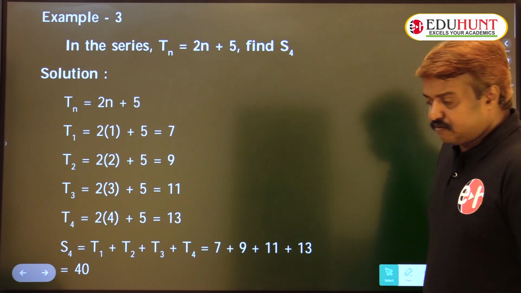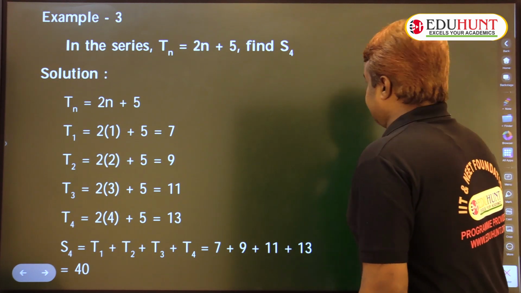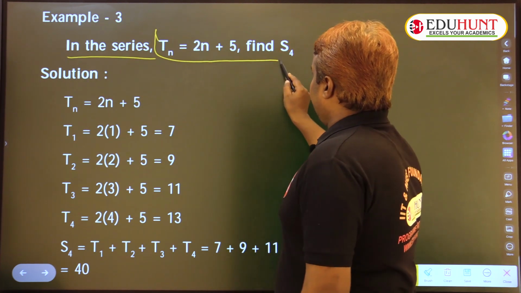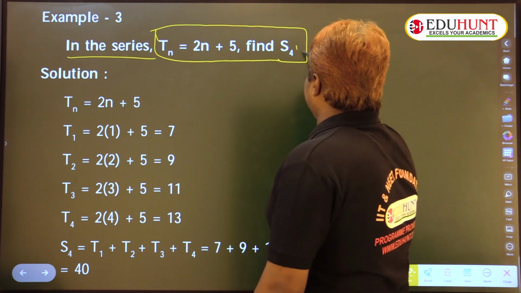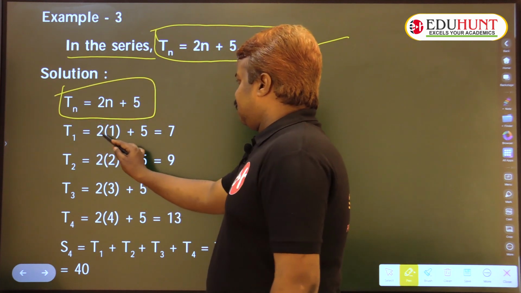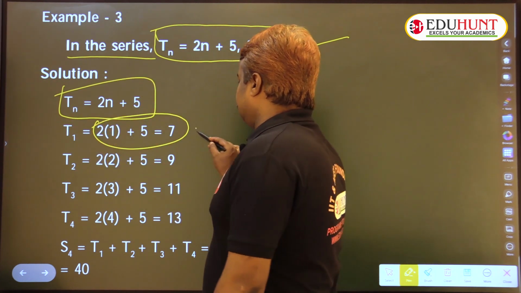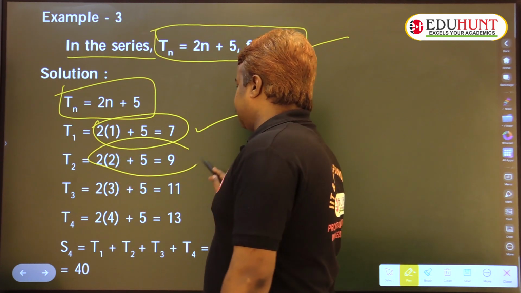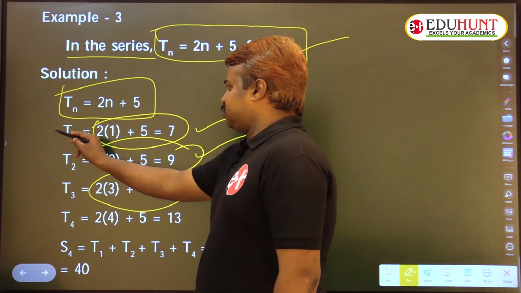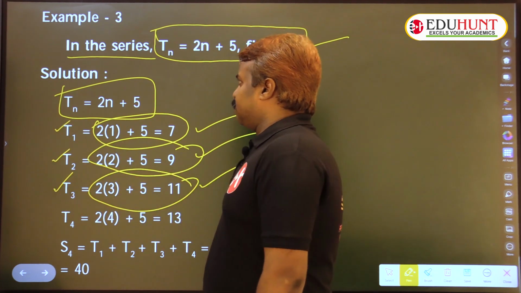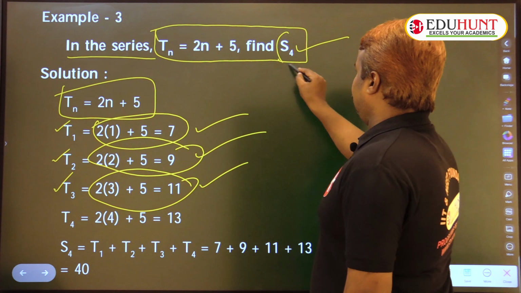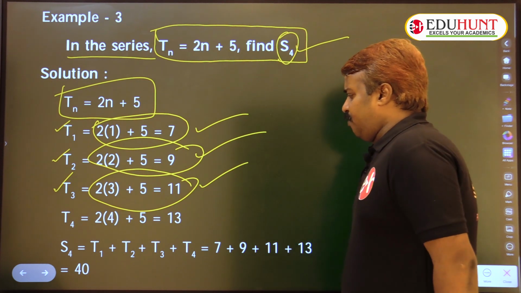Okay children, third example, you can see here. In the series Tn is equal to 2n plus 5. What about S4? The first term is 2 into 1 plus 5, that is 7. The second term is 2 into 2 plus 5, that is 9. 2 into 3 plus 5 is 11. The first term, second term, third term. In the series, we have to find S4, which means the sum of 4 terms.